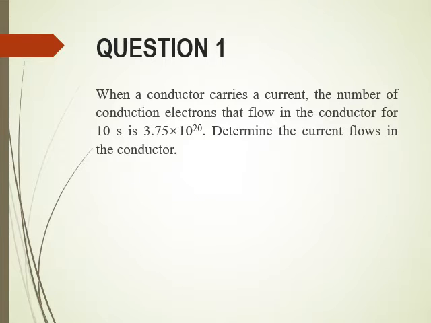Question 1. When a conductor carries a current, the number of conduction electrons that flow in the conductor for 10 seconds is 3.75 times 10 to the power of 20. Determine the current flows in the conductor.